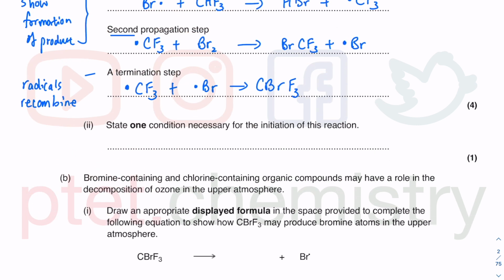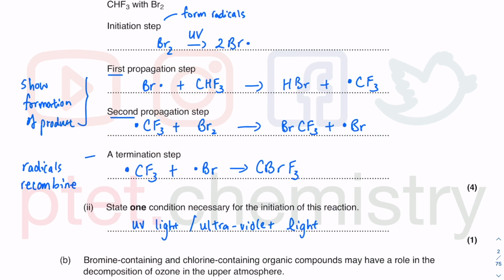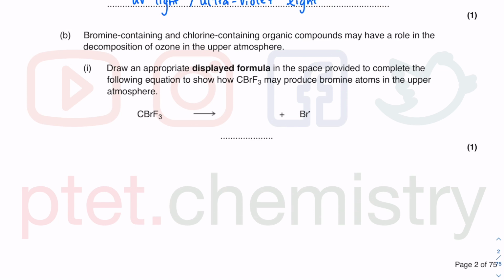Step 1 condition necessary, so that is your UV light or your ultraviolet light, which is required for the initiation step. We just need to break the covalent bond with the help of the UV light there.